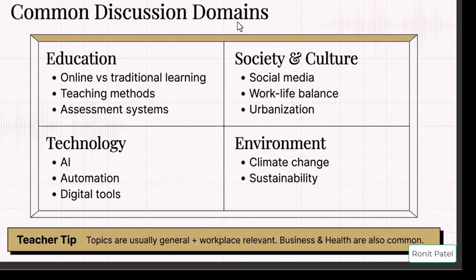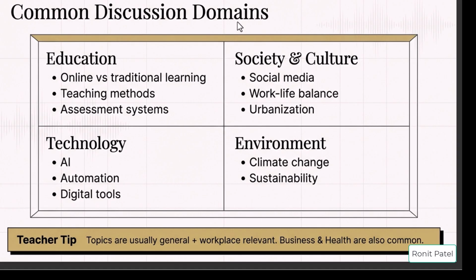First, education. Typical subtopics include online versus traditional learning, teaching methods, and assessment systems. Exam reality: education topics are extremely common because they are neutral and globally relevant. What should students prepare? Vocabulary for learning methods, words for advantages and disadvantages, and terms like flexibility, accessibility, and effectiveness.